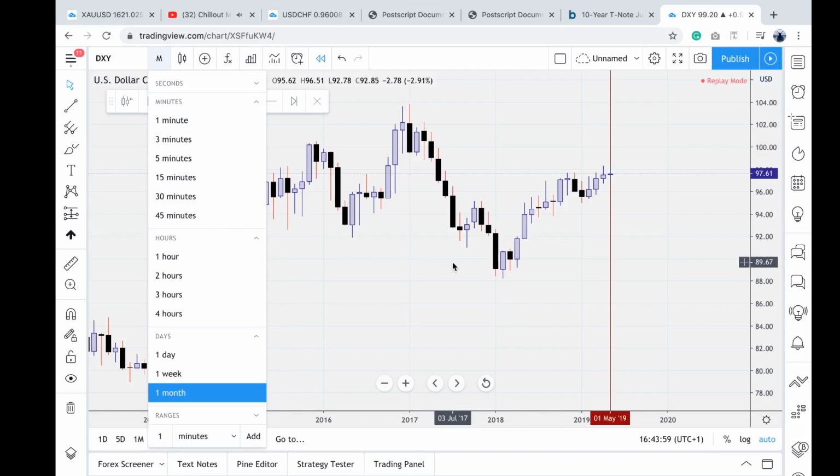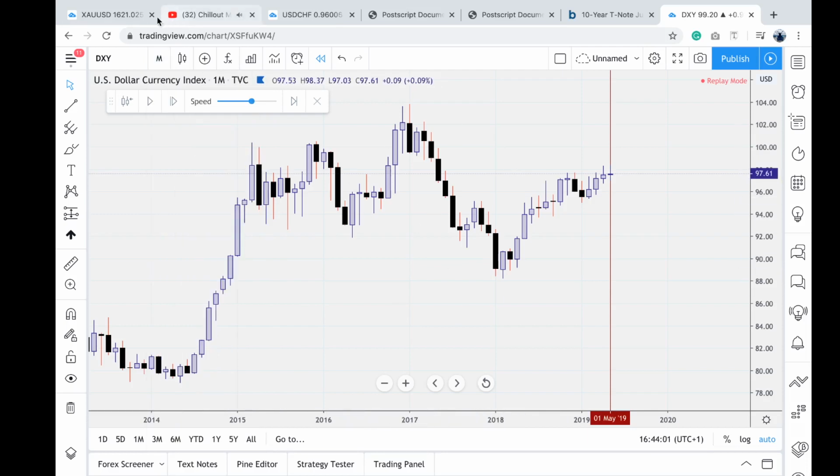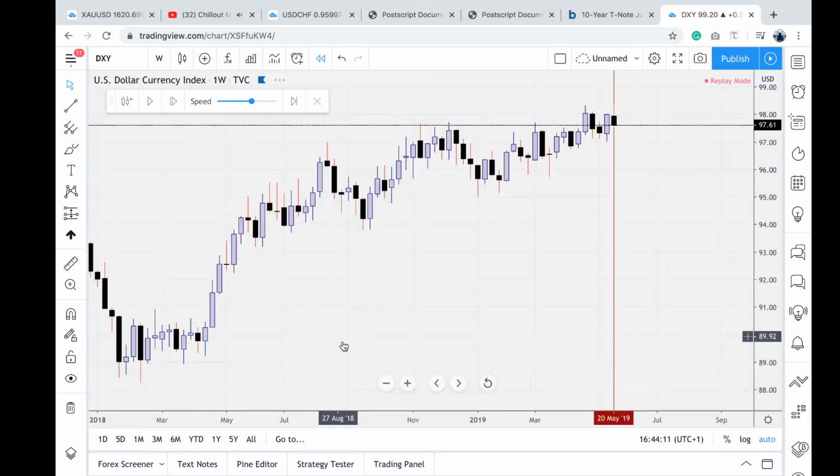So if you look at the monthly, currently there's nothing to represent the monthly. So the average or basic retail trader will look at this and say there's nothing going on. Price is clearly bullish, let's keep doing the same thing. No one is really going to expect that the DXY can go bearish.